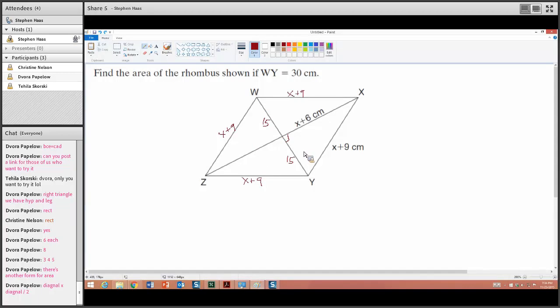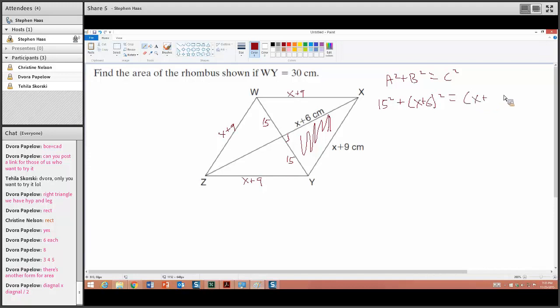and that is the Pythagorean theorem. Each of these four triangles are right triangles, right? So, for example, if we took this right triangle here, we could use the Pythagorean theorem. A squared plus b squared equals c squared. Now, a squared, let's say, is 15, plus b squared, which is x plus 6 squared, equals the hypotenuse squared, which is x plus 9 squared.